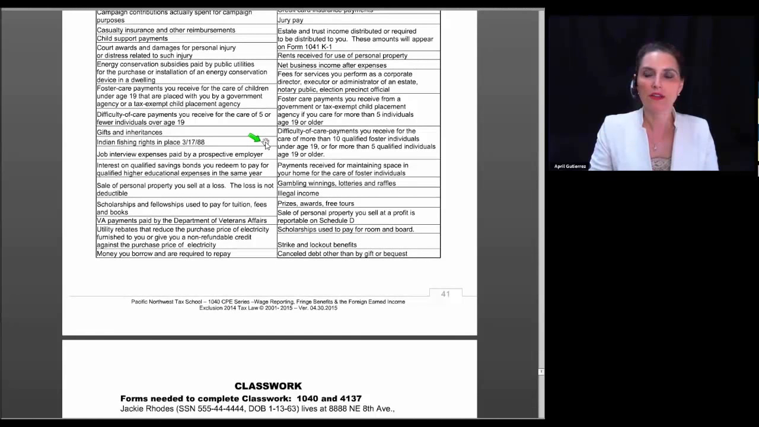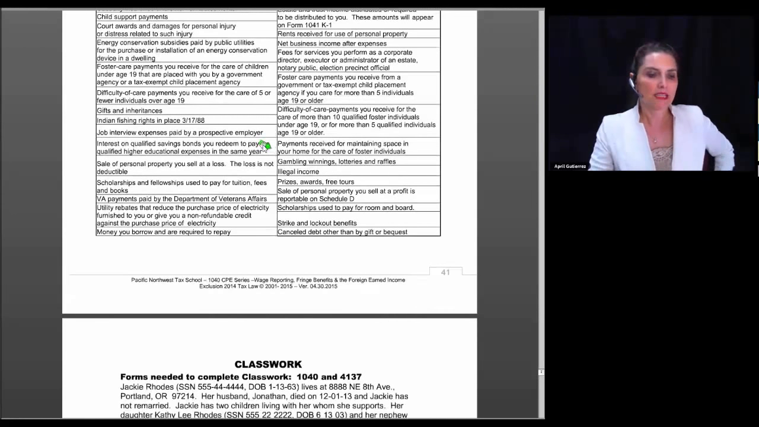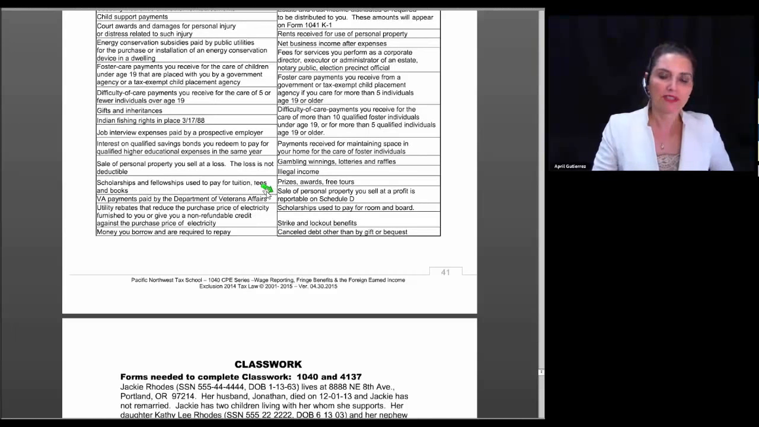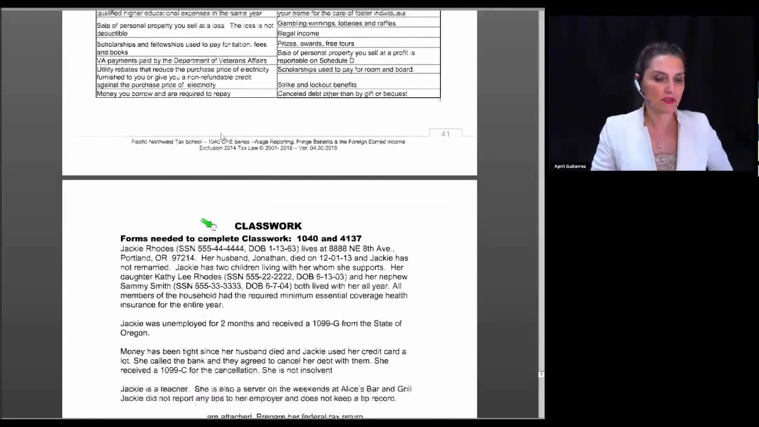of more than 10 qualified foster individuals under age 19 or for more than 5 who are age 19 or older, payments for maintaining space in your home to care for foster individuals, gambling winnings, lotteries and raffles, illegal income, prizes, awards, free tours, sale of personal property you sell at a profit, scholarships used to pay for room and board, strike and lockout benefits, and canceled debt other than by gift or bequest.